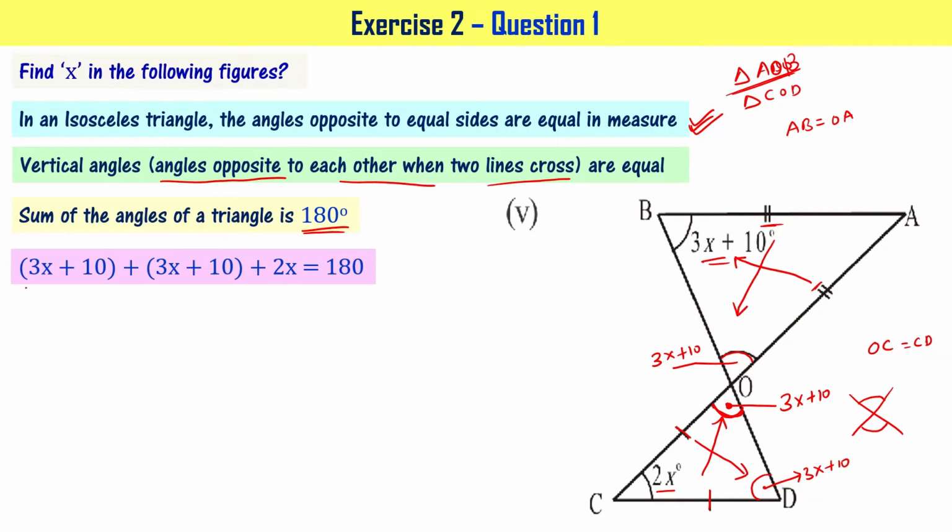3x plus 10 is one angle. Let's say that is here. And 3x plus 10 is another angle, that is here. And the third one is 2x. So when you sum all that, you get 180 degrees, right?